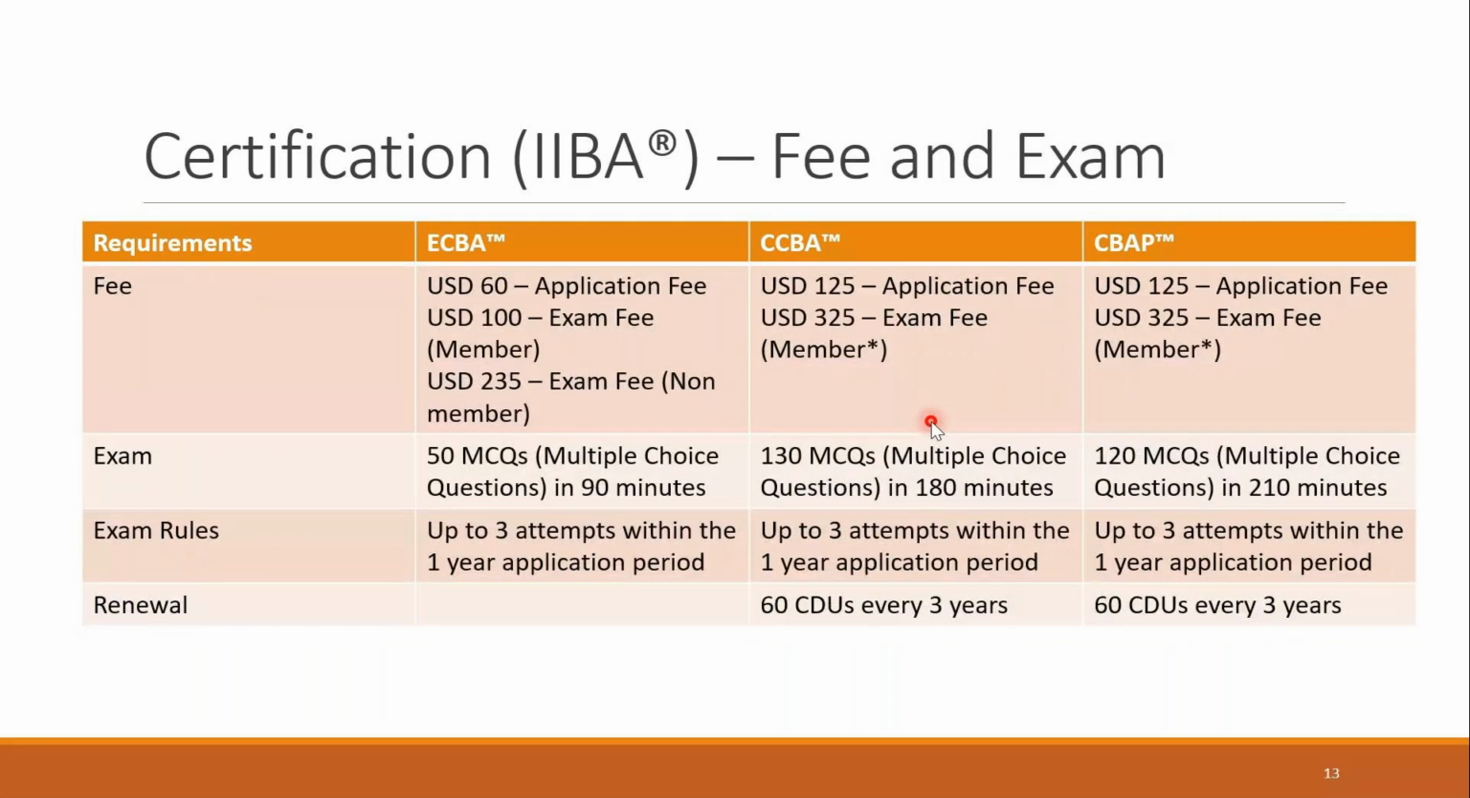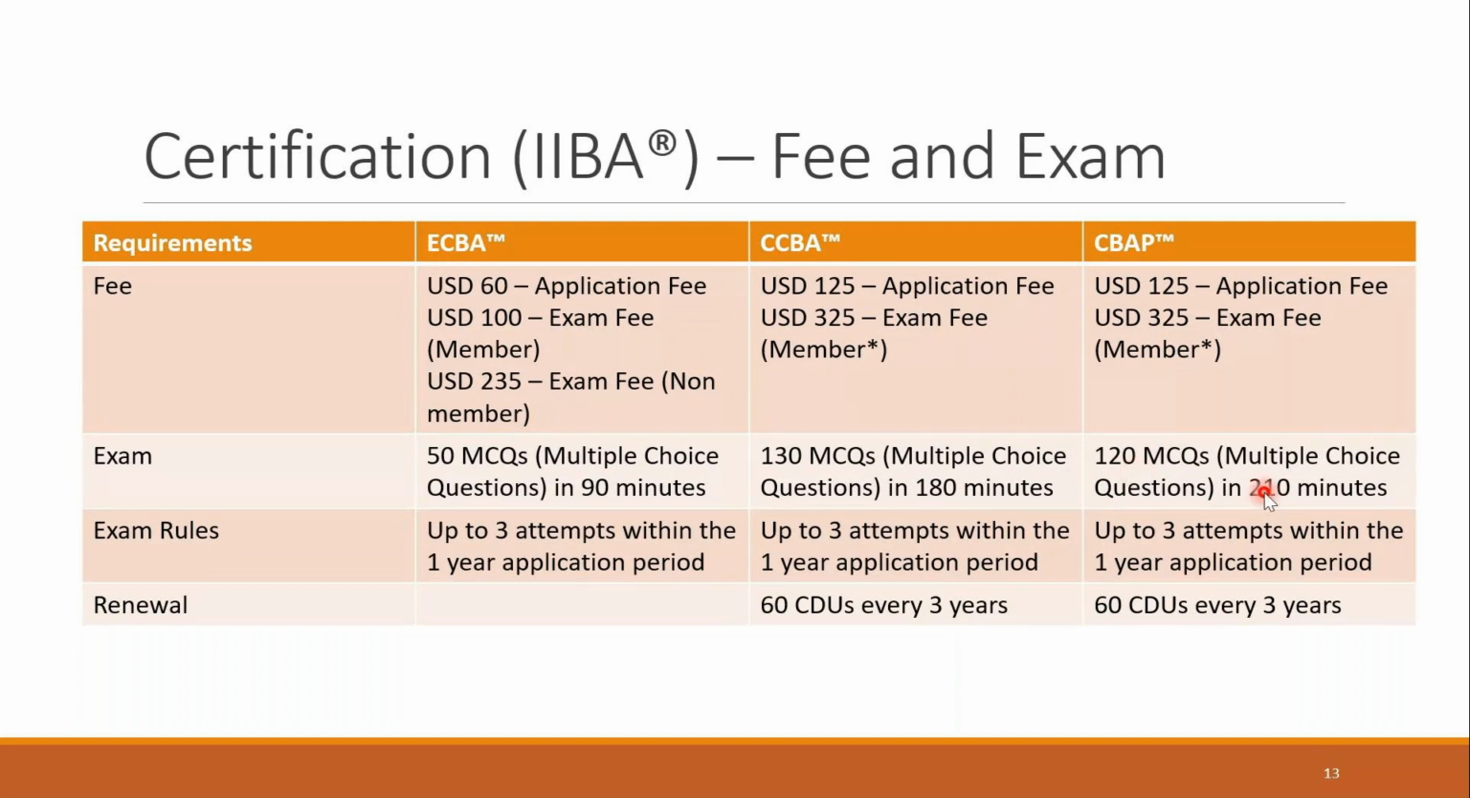Now, the next slide talks about the fee and the exam structure. For example, normally for ECBA, you get 50 multiple choice questions that you need to complete within 90 minutes. For CCBA, again, all of these are multiple choice questions, 130 that you need to complete in 180 minutes. And CBAP, being more of an expert level, you have to complete 120 questions in 210 minutes.